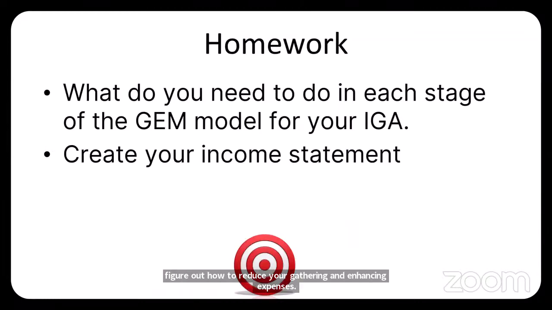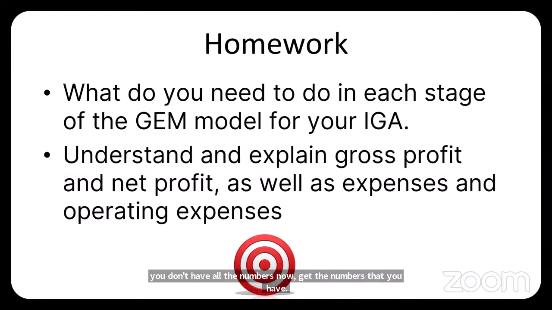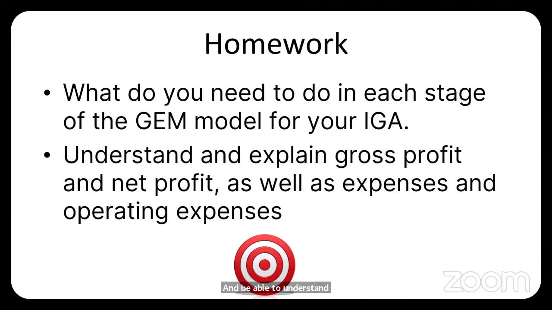So that's your homework. What do you need to do in each stage of the GEM model for your income generating activity to make sure you're going to have a profit? And then once you have those numbers, I want you to start to create your income statement. If you don't have all the numbers now, get the numbers that you have and be able to understand and explain gross profit, net profit, as well as expenses and operating expenses.